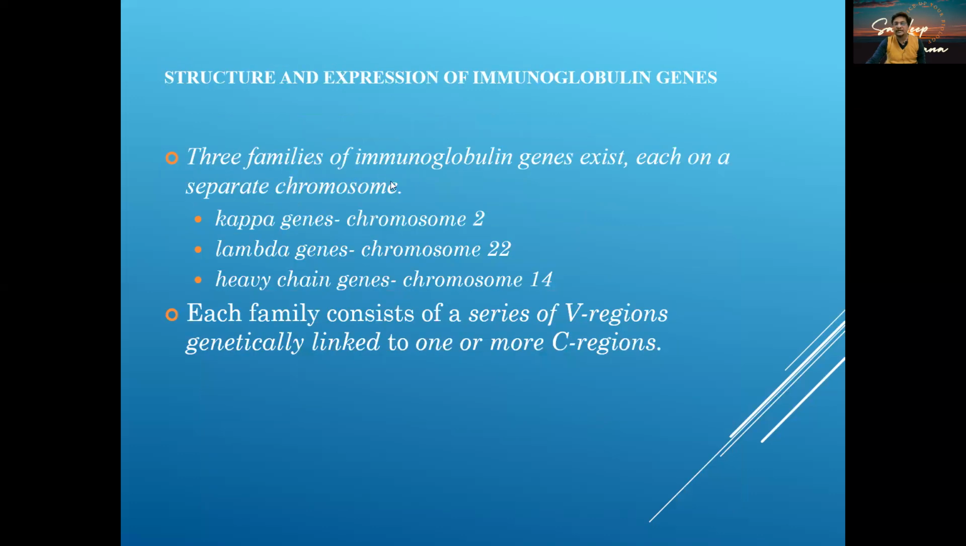Now, three families of immunoglobulin genes exist, each on a separate chromosome. For example, kappa genes are present on chromosome number 2, lambda genes on chromosome number 22, and the heavy chain genes entirely on chromosome number 14. Each family consists of a series of variable region genes genetically linked to one or more C region genes. I told you already, the constant region will determine what kind of antibody it is going to end up with.